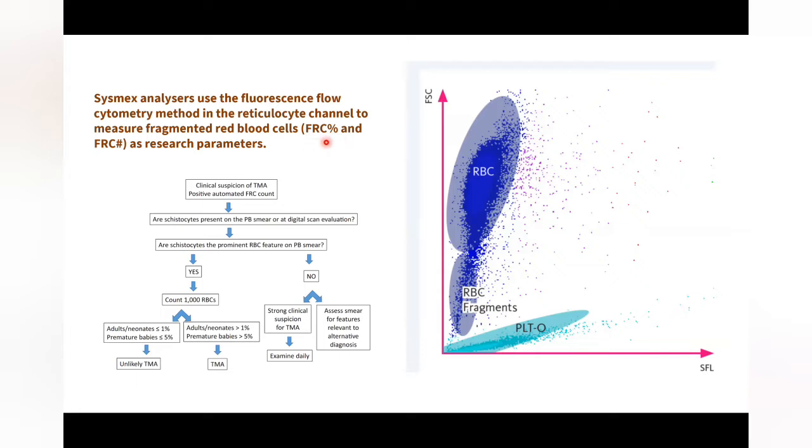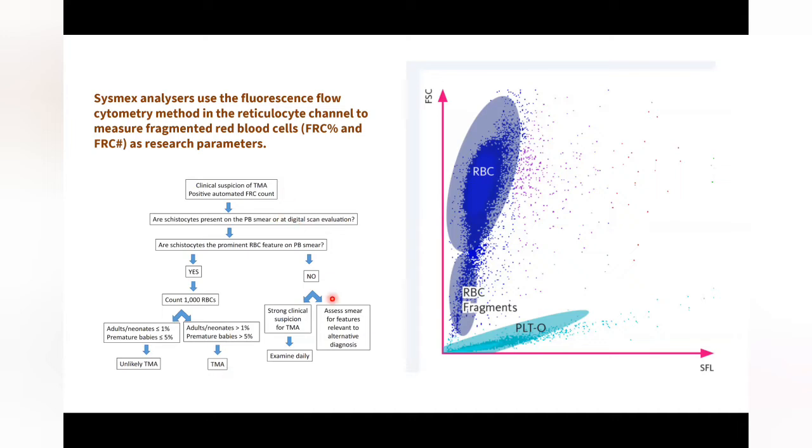This is a research parameter. So what does this say? This was a guideline published in 2022, and they say that if schistocytes are prominently seen on the RBC, then you count 1000 RBCs, and the cutoff that they defined was that if the percentage of schistocytes is more than 1% in adults, and in premature babies more than 5%, then you should suspect a thrombotic microangiopathy.